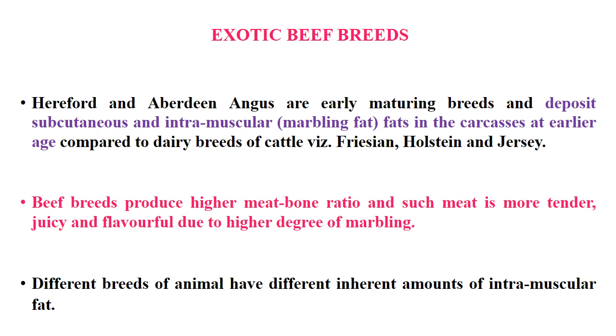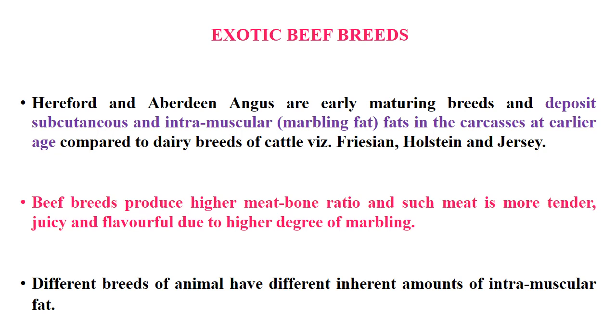As we have seen, Hereford and Aberdeen Angus are early maturing breeds and deposit subcutaneous and intramuscular fat, that is the marbling fat, in the carcass at an earlier age compared to dairy breeds like Friesian, Holstein and Jersey. So these beef breeds deposit fat below the skin and in the muscle and produce better quality meat. Beef breeds produce a higher meat-bone ratio, and such meat is more tender, juicy and flavorful due to a higher degree of marbling. In the case of beef, marbling is very important for flavor and tenderness, and these breeds deposit more marbling at an early age, so the tenderness, juiciness and flavor are better.